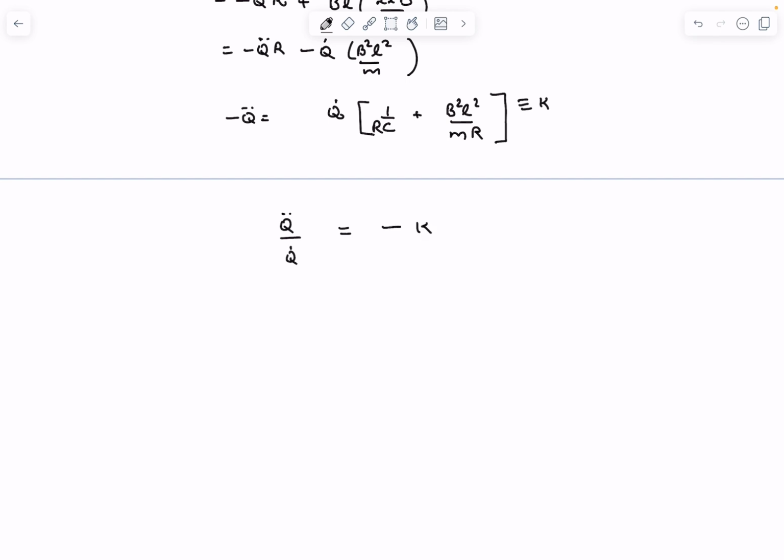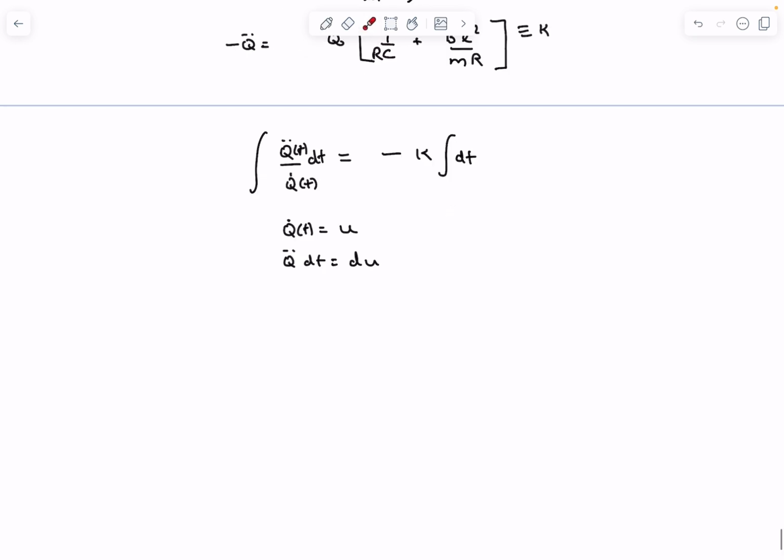So now I'm going to integrate on both sides with respect to time. Now again, guys, both of these are functions of time. If I put q dot as a function of time as some u, I can say q double dot dt is du. This is like the integral of 1 by u du. So this just comes out as ln mod of q dot of t. The right side becomes minus kt. Okay, so now let's put the limits.